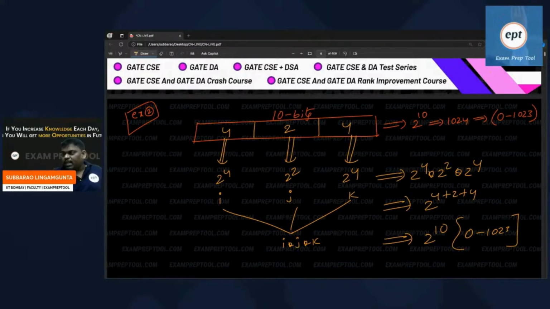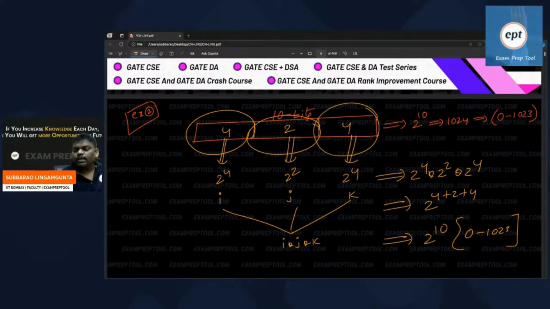Shekhar, thank you so much for asking. They mention in the problem, I have 10 bits. The 10 bits will be divided into 3 parts. First part is 4 bits, second part is 2 bits, third part is 4 bits. They divide whatever way they want. That is their problem. Thank you so much for asking, that is a really nice doubt.